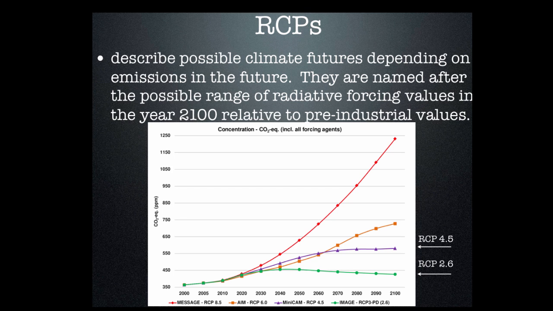In purple we have RCP 4.5. This means our radiative forcing is 4.5 watts per meter squared greater than pre-industrial values. In orange we have RCP 6.0. This is 6.0 watts per meter squared more radiative forcing than pre-industrial values. And then the big one, RCP 8.5, is 8.5 watts per meter squared more radiative forcing than pre-industrial values.